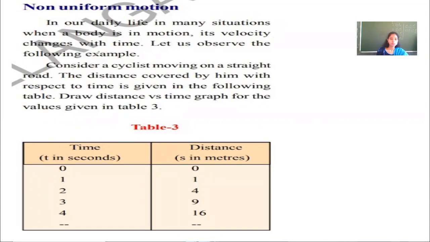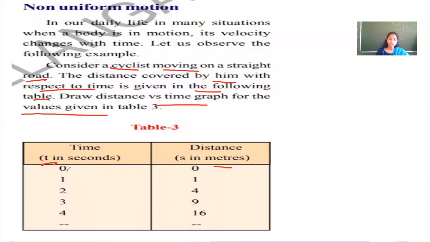See here, a cyclist moving on a straight road, the distance covered by him with respect to time is given in the following table. So draw distance versus time graph with the values given in table 3. So here also given a cyclist moving on a straight road. Here given distance covered by him with respect to time. Once check the time and distance covered by him. Again, time given in seconds and distance given in meters.